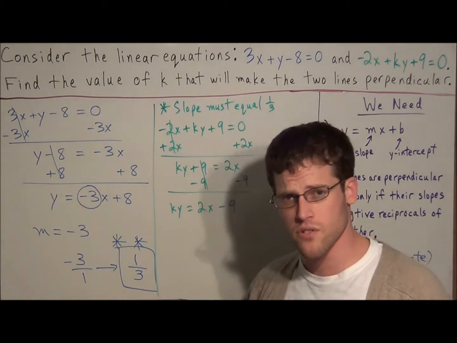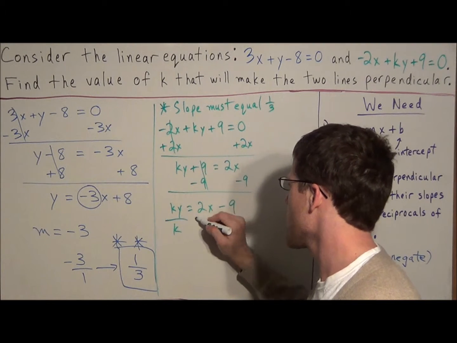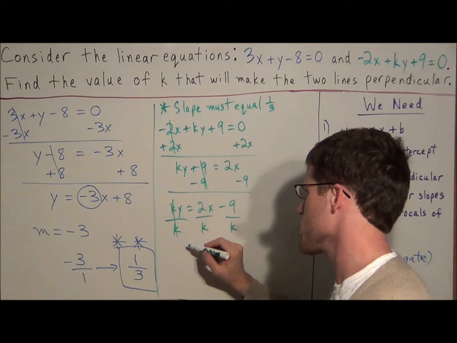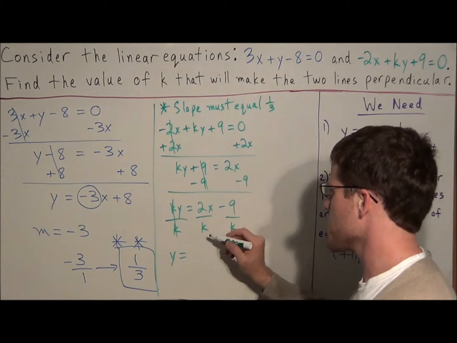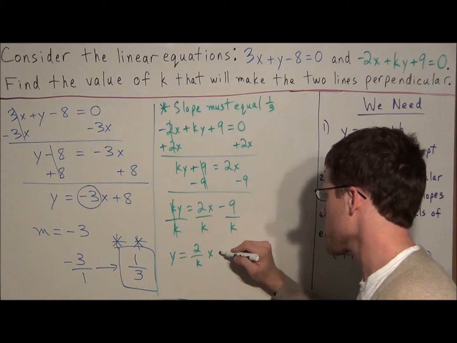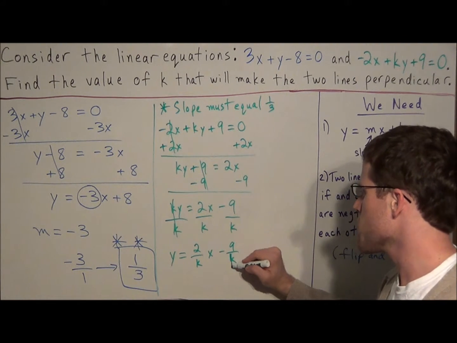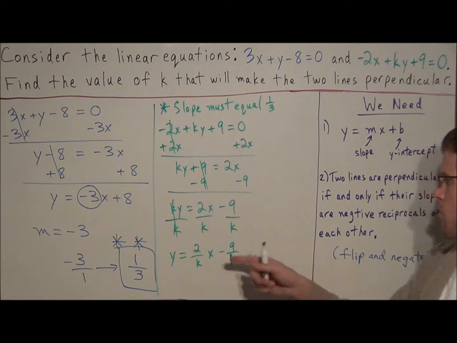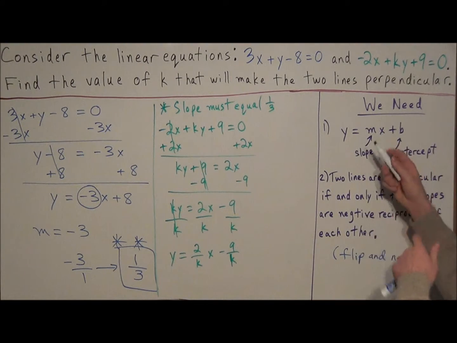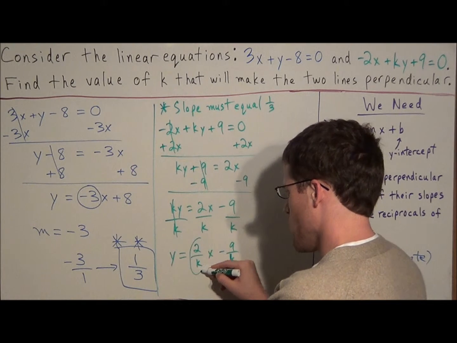The last thing we need to do to solve for y is divide everything by k. On the left-hand side, k divided by k cancels, and our final equation we can write as y equals 2 over k times x minus 9 over k. I think the confusing thing about this problem is that the y-intercept, or the constant term on the end, is 9 over k. We don't need this piece. All we need to look at is the slope. So the slope of our line in terms of k is equal to 2 over k.